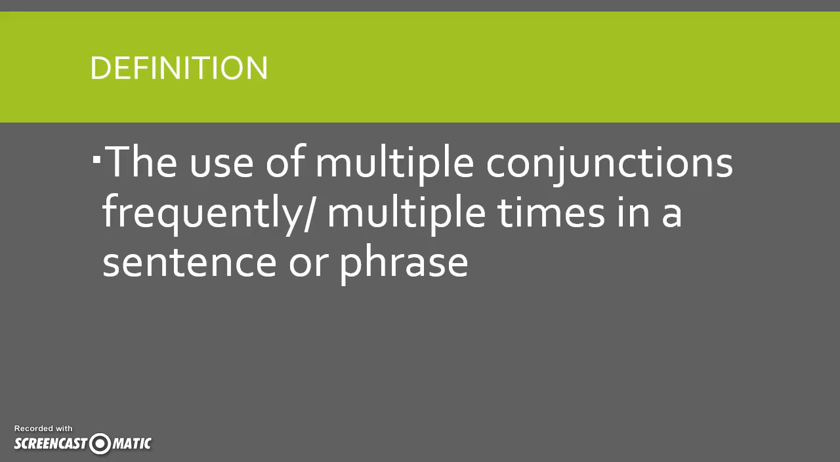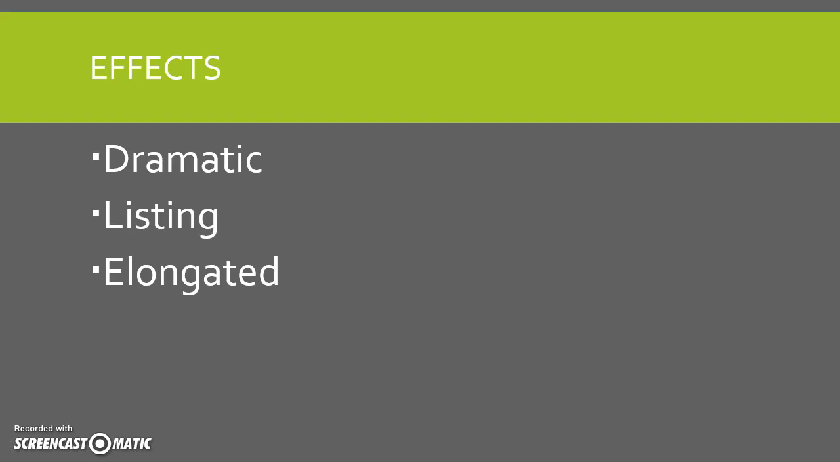So by definition, polysyndeton is the use of multiple conjunctions frequently, or used multiple times in a sentence or phrase. So that means you use the word and multiple times, you use the word but multiple times, any conjunction applies to this, and as long as it's used frequently, typically considered 3 or more times, maybe even 2 depending on the use, it is considered polysyndeton. So let's move on here to the effects.